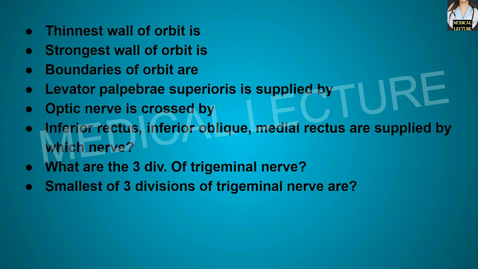Okay, so first of all, which is the thinnest wall of the orbit? It is the medial wall. Which is the strongest wall of the orbit? It is the lateral wall. Boundaries of the orbit.